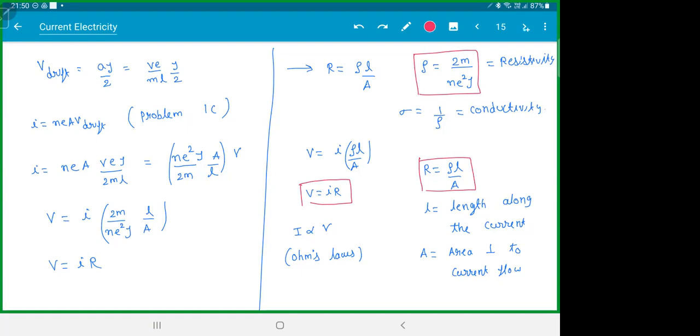See, next thing. So, here are some important points here.